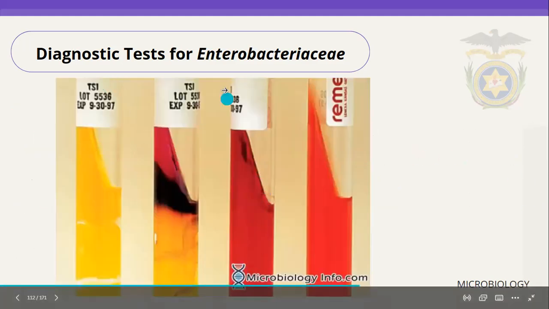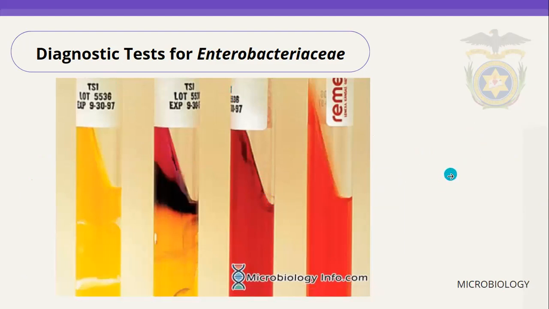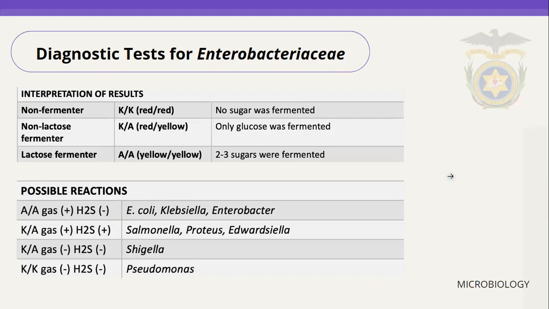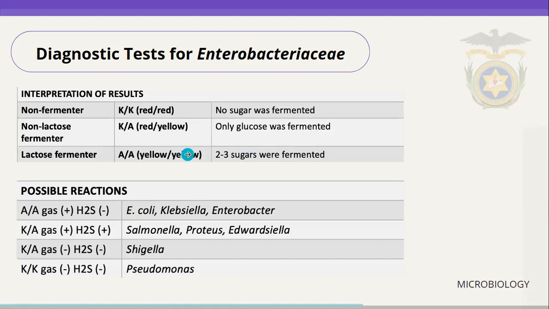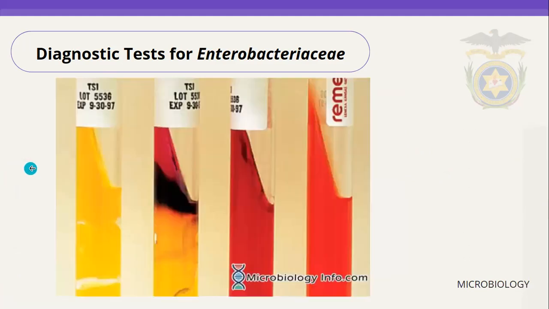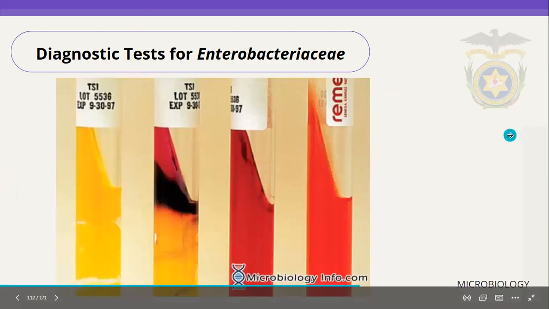So here's an example of TSI tubes and their corresponding reactions. For the interpretation of results, a non-fermenter should be K over K, or red over red. So no sugar was fermented. A non-lactose fermenter is K over A, or red over yellow, as seen in tube number 2. That means only glucose was fermented. A lactose fermenter shows A over A, or yellow over yellow, and 2 to 3 sugars were fermented, as seen in tube number 1.